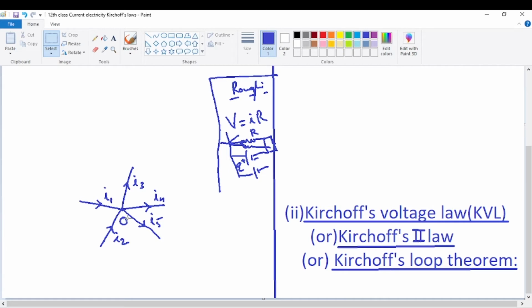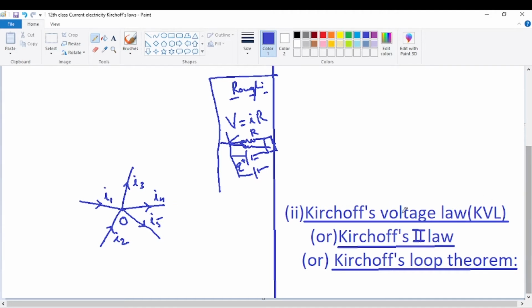So it's a direct consequence of the law of conservation of charge itself. According to the law, the total charge in a closed system always remains constant. Charge can neither be created nor destroyed, and the total charge in a closed system remains constant. That's a simple form of the law of conservation of charge. Now, how is Kirchhoff's current law directly obtained from it?